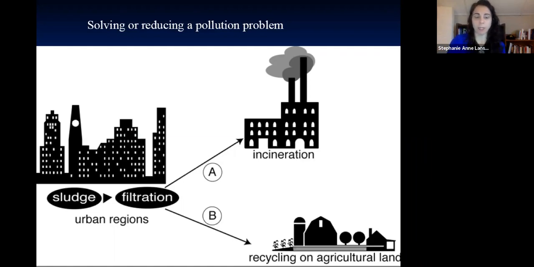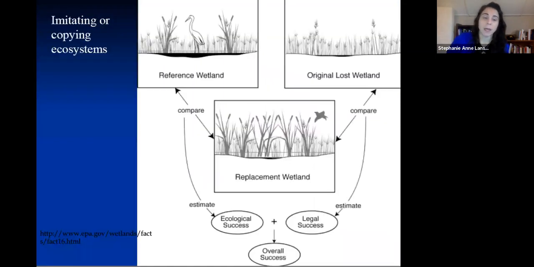So if we think about wastewater treatment, for example, after treatment there are nutrients in that waste. Instead of just incinerating those nutrients and having them go into the atmosphere, the idea is we can recycle them back onto land. So really thinking about nutrient cycles and cycling those nutrients back, thinking not only within one ecosystem, but also within a circular economy. Again, imitating or copying waste systems. We talked about this replacement wetland.